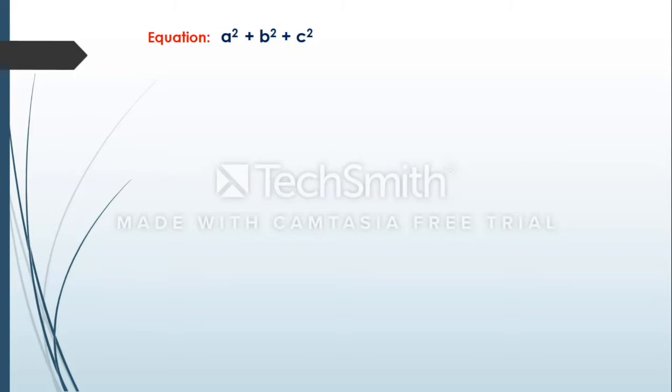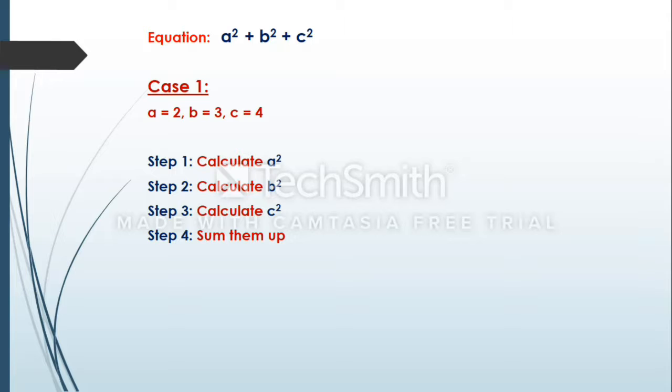Let's see an example. Let's say we have an equation a square plus b square plus c square. We have to evaluate the value of this equation given the value of a, b and c. How can we evaluate that? Let's say a equal to 2, b equal to 3 and c equal to 4. In step 1 we can calculate the value of a square, then value of b square, then c square. Then we can sum them up to get the result.